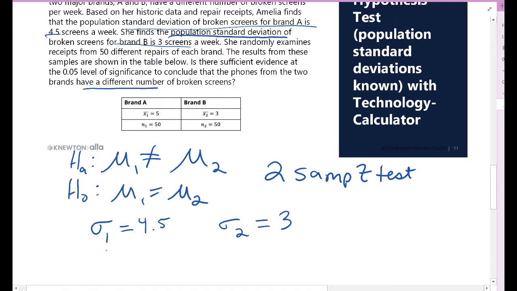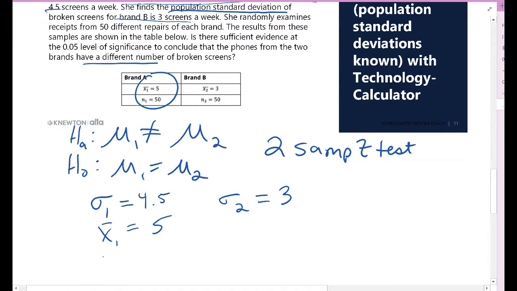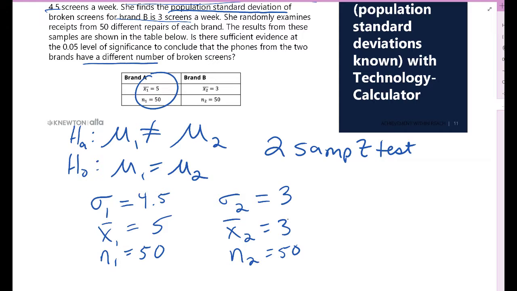Okay. We're going to need the X1 bar. That's the sample mean for the brand A. That's 5. And now I'm looking in the table here. And N1 is 50. From that same table, we see that X2 bar is 3 and N2 is 50. Okay, so we are going to now input all this information into our calculator.